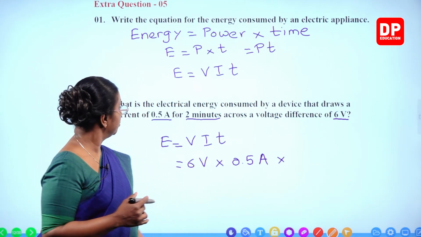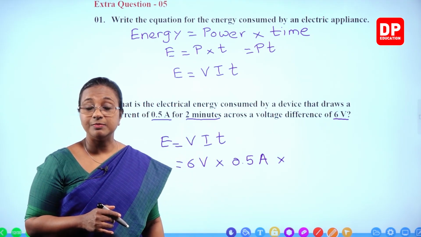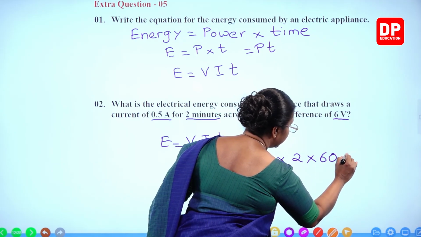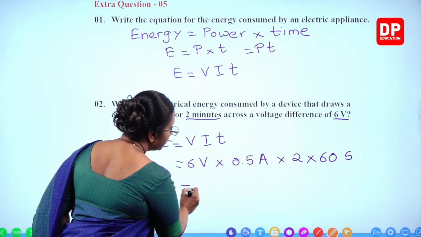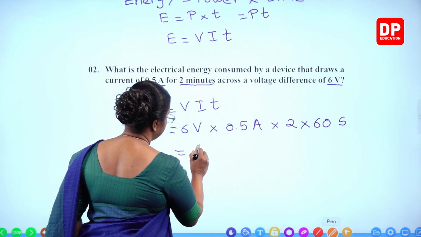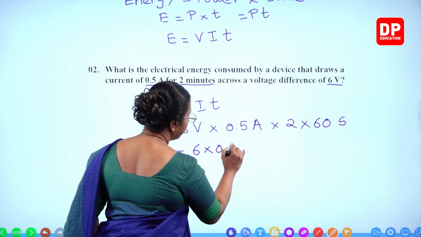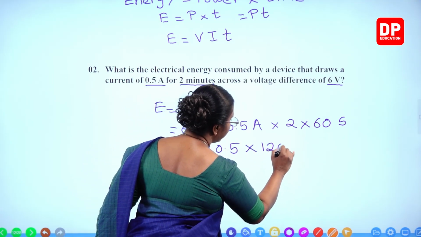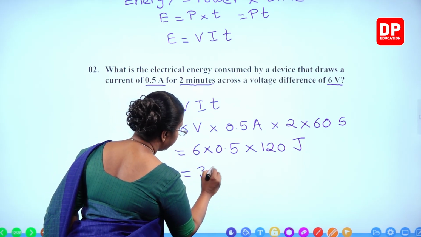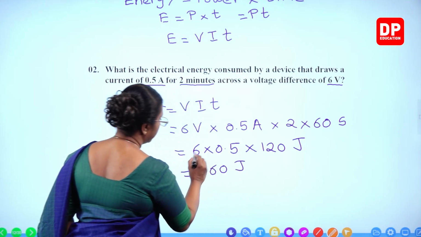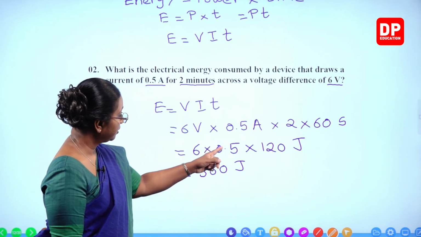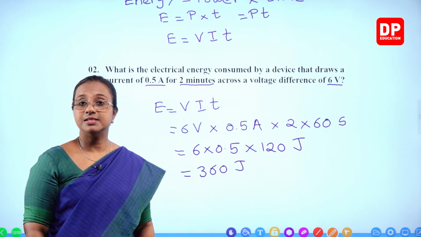So what do you need to do? Minutes to seconds, you need to multiply by 60. So 2 into 60 seconds. So then it is going to be 6 into 0.5 into 120 joules. That is going to be 360 joules. 6 into 0.5, 3 into 120, 360 joules.